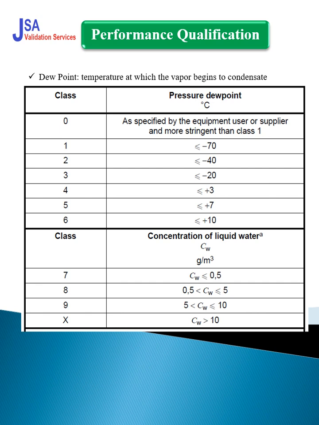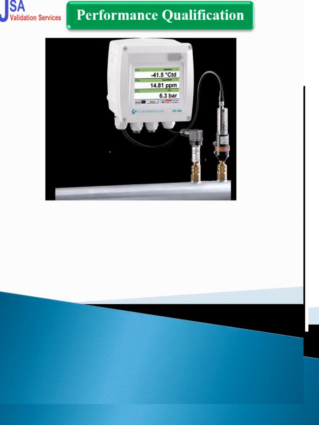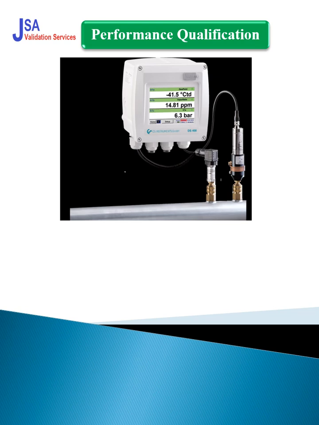Okay, accordingly, suppose we have compressed air of class 2, then the pressure dew point should be minus 40 degrees Celsius, not less than this. Minus 39 degrees Celsius is not acceptable. Minus 40, minus 40.1 or minus 50 will be acceptable. Okay, that is the graphical representation of the apparatus that we can use for the determination or online verification of the dew point meter.